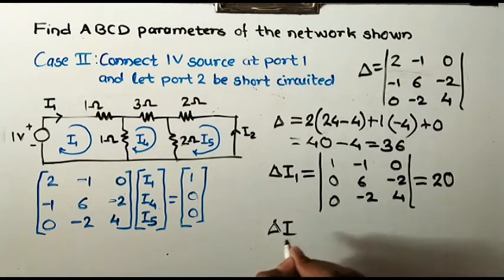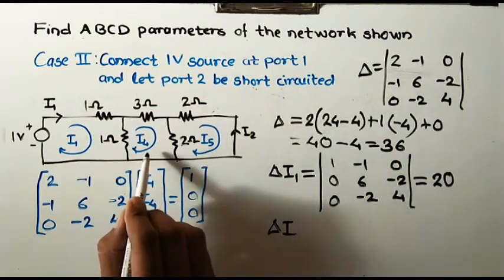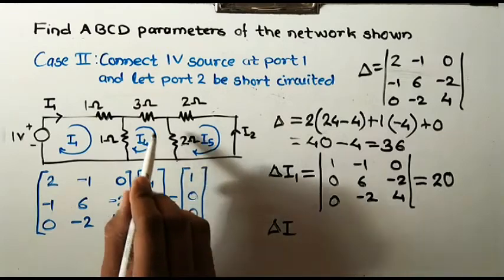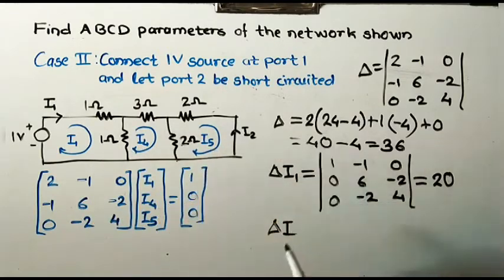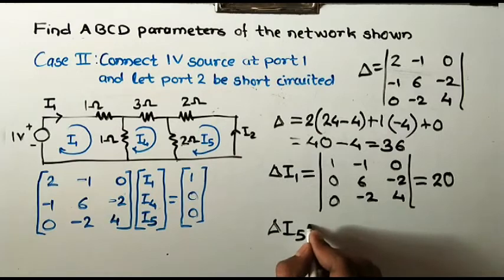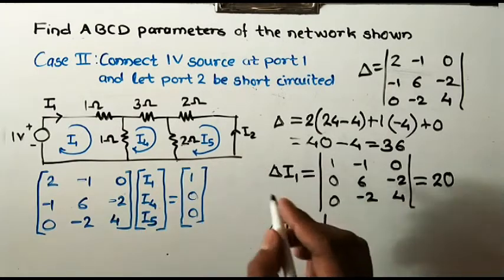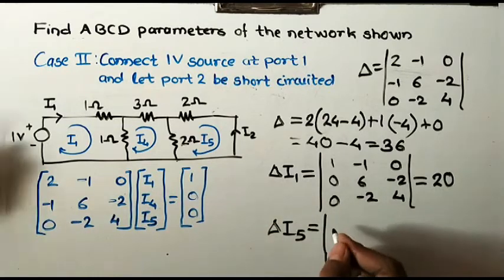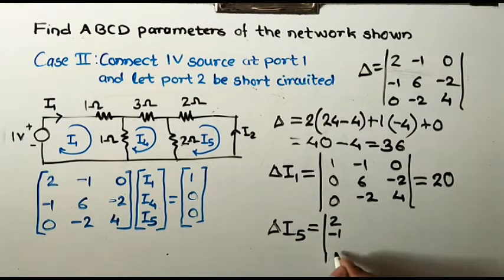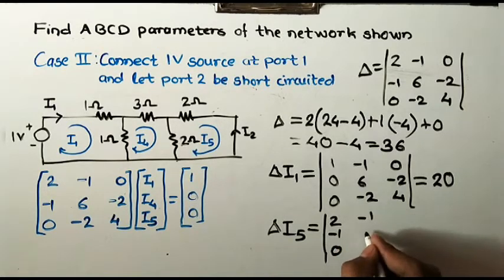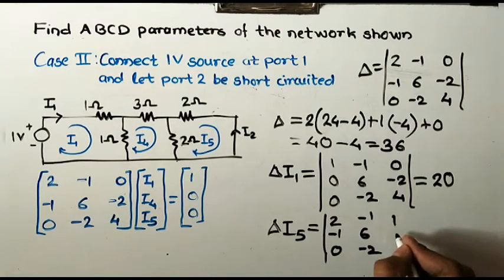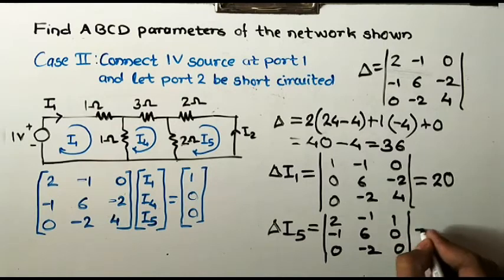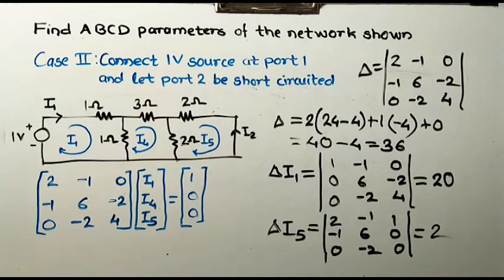Similarly, this is delta I4, but I4 is not essential here, so we'll find delta I5 directly, and it is nothing but the third column replaced by this one, and the remaining two columns will remain as they are, that is 2, minus 1 and 0, then minus 1, 6, minus 2, and the last column is replaced by 1, 0, 0. So after solving this, you will get delta I5 equal to 2.